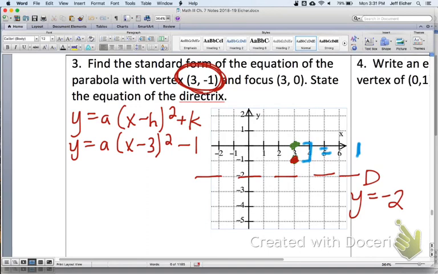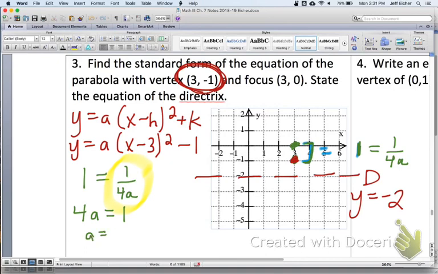On this one, we don't know the length. We can't tell quickly what the length of the LR is, but we do know that this distance is equal to 1, which is the same as 1 over 4a. So if you have 1 equals 1 over 4a, I hope you can see that it's pretty important to know this formula. You might want to highlight that 1 over 4a. It's going to be really helpful in these parabola questions. Solving this, multiply both sides by 4a, so you get 4a equals 1. So a is a quarter.